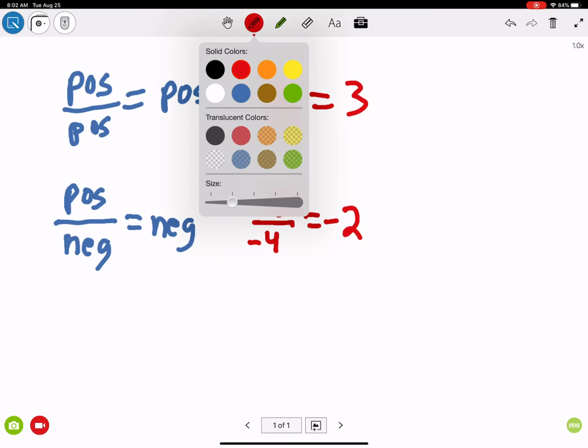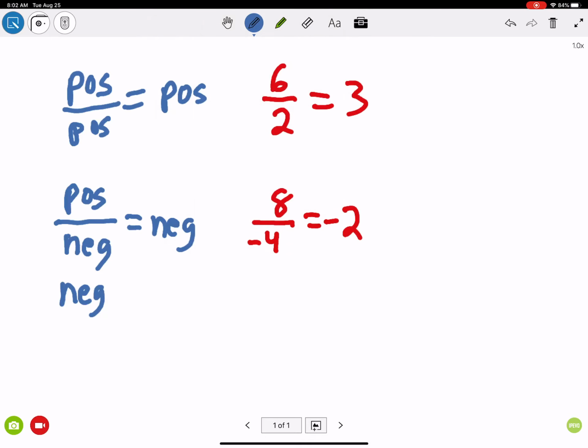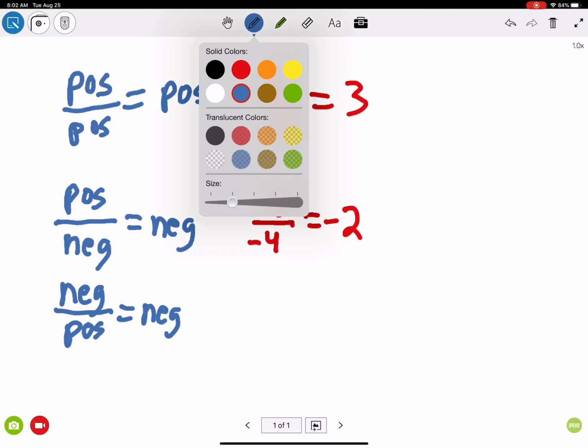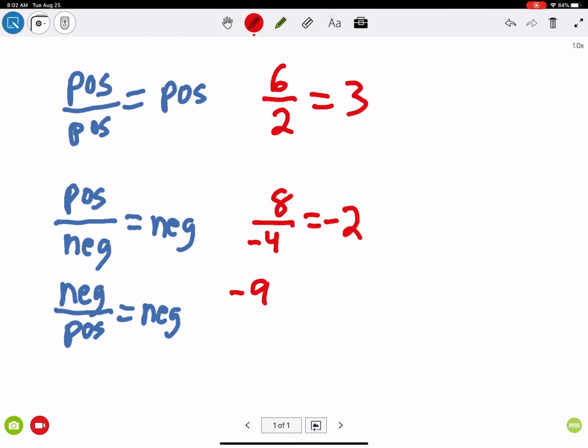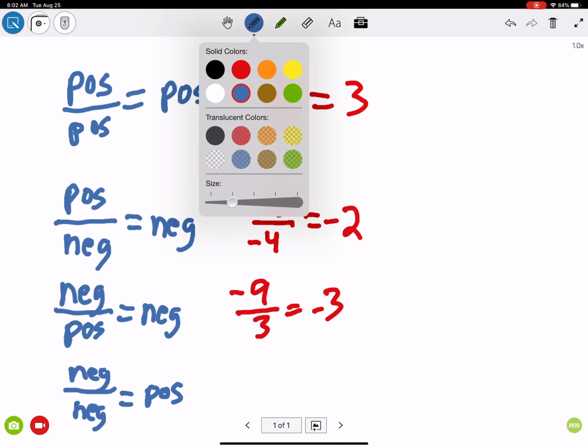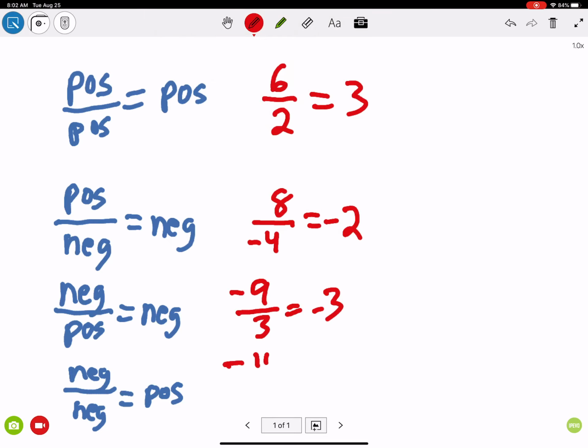And the same thing happens if I have a negative over a positive. That's also a negative. So this time if I have negative 9 over 3, that gives me negative 3. Because 9 divided by 3 is 3, and a negative divided by a positive is a negative. And finally, if I have a negative over a negative, that gives me a positive. So if I have negative 10 divided by negative 2, that gives me positive 5.